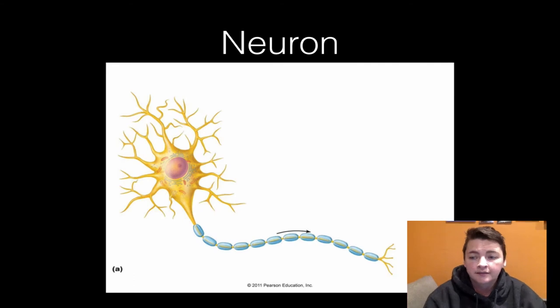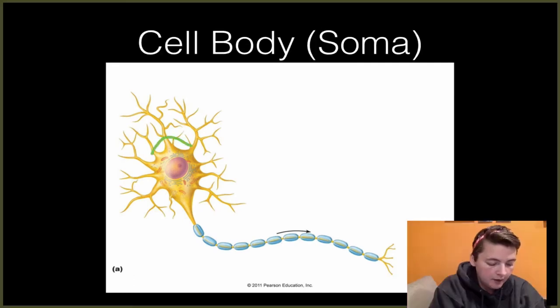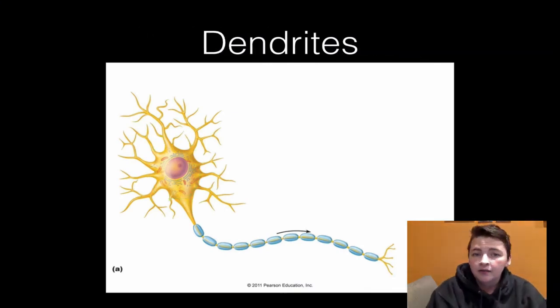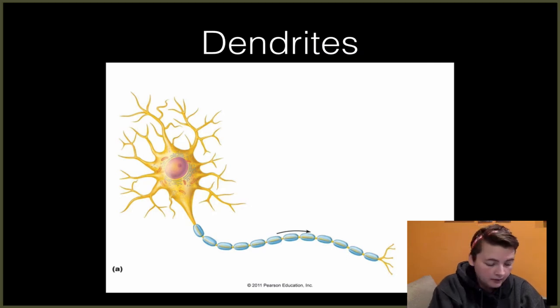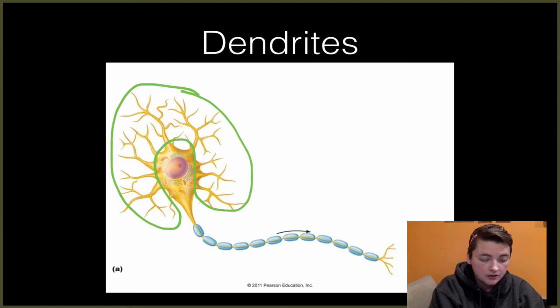This is a neuron. A neuron is a basic cell of the nervous system. The cell body is also known as the soma. The dendrites are the extensions from the soma that collect information from its surroundings and bring the message into the cell body. These are the dendrites. The message goes in this direction.